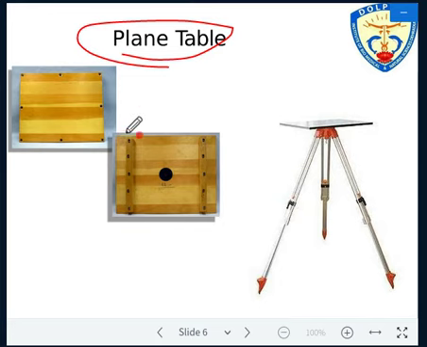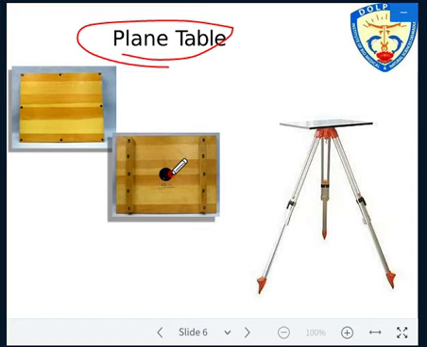And the upper surface, you look at it, is exactly plane, that's why it is called a plane table, right? The shape is basically rectangular and the size is 75 centimeters by 60 centimeters. It means the length will be 75 centimeters and the breadth will be 60 centimeters, right? Then you have to fix this plane table. Just look at this hole, there one screw has to be used.